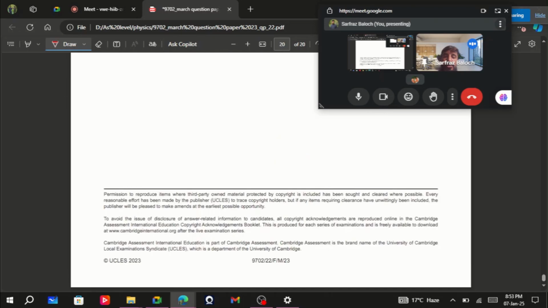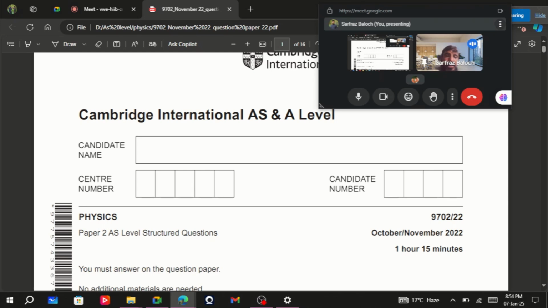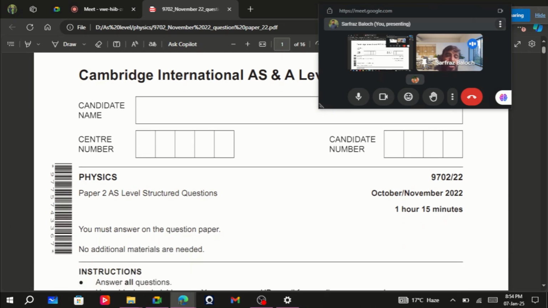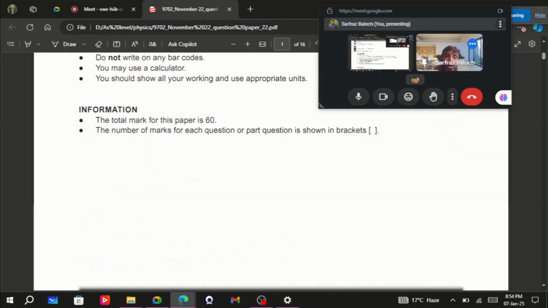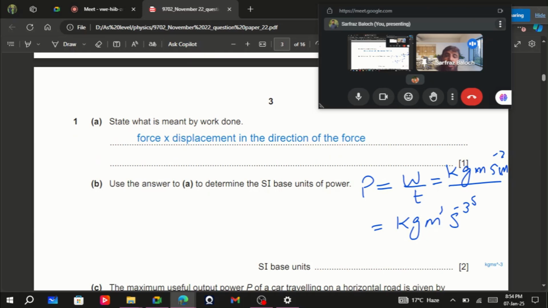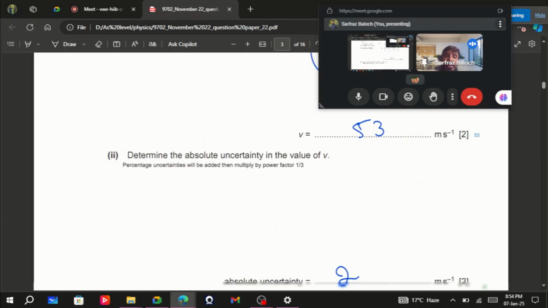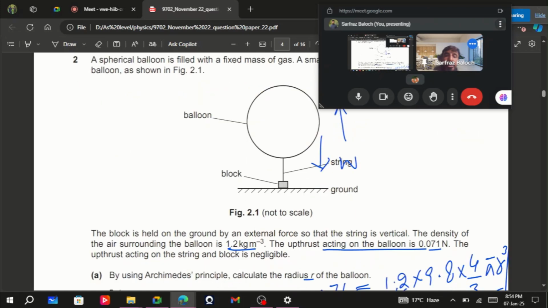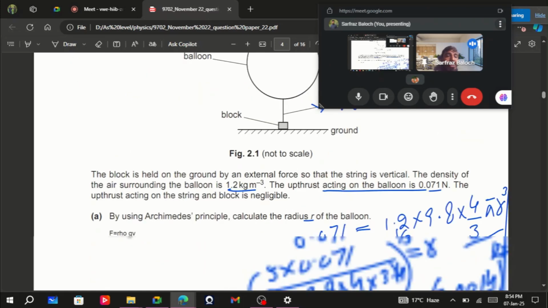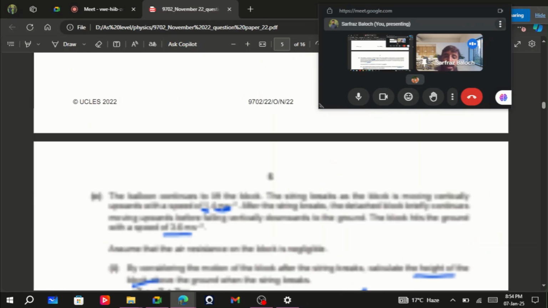So, is there any difficulty in this paper? No, sir. So, this is paper 9702/22, October/November 2022. Now this again is the same for power. Power is equal to work done per unit time. This question is about percentage uncertainties. Next is about absolute uncertainty, nothing new. This is about tension, upthrust, and weight. We have discussed these things. Okay, and see next one.